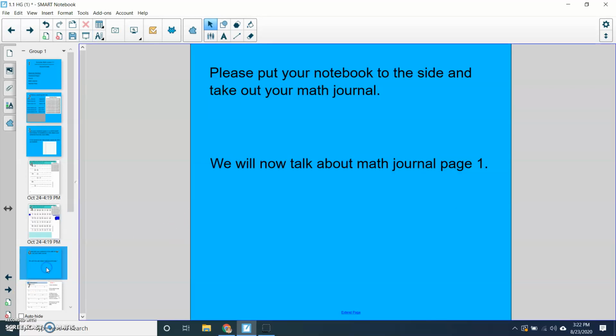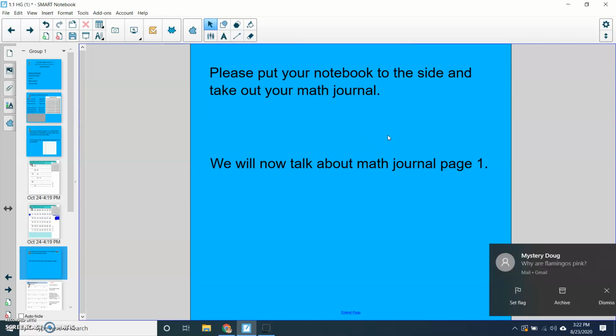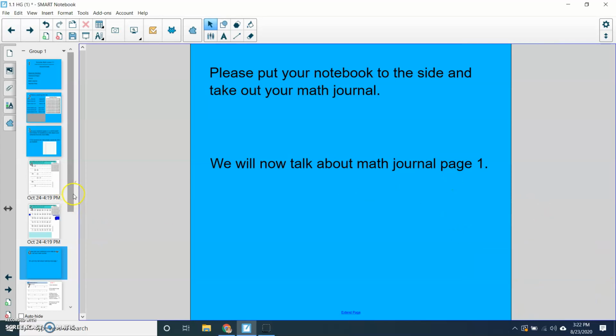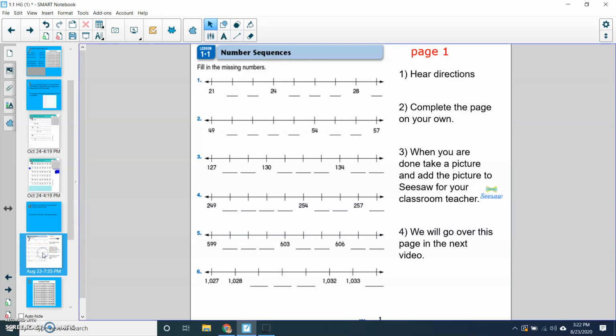We're going to work a little bit more with this from our math journal. Could you take out your math journal and open up to page 1? Page 1 looks like this. This is very similar to what we just got done practicing. If you look at number 1, they gave us the number 21, but we're missing 2 numbers in between. Can you write down the missing numbers? You're going to do the same thing for the rest of them.